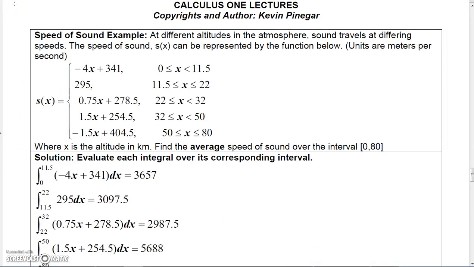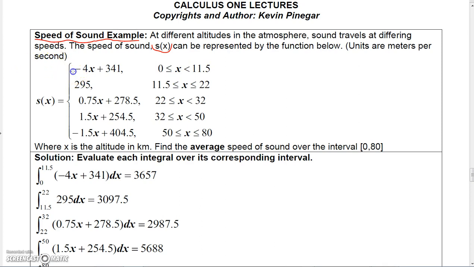All right, now this is an example that I found in a text, so I kind of changed it to my liking. Speed of sound. At different altitudes in the atmosphere, sound travels at differing speeds. So the speed of sound, we'll call it S of x, can be represented by this function below, and the units are meters per second.